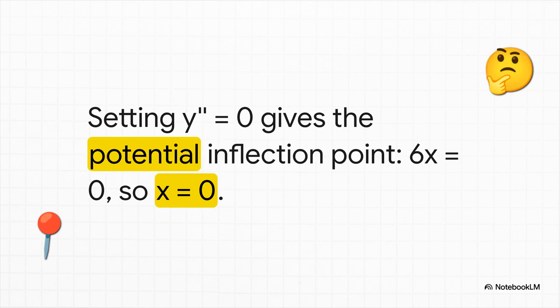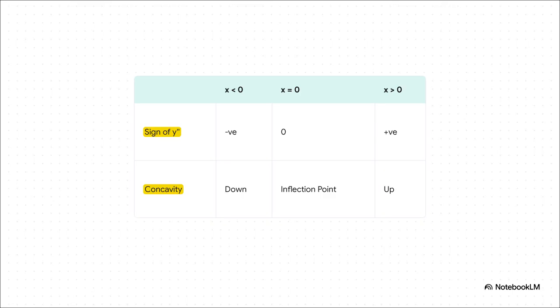Okay, step 3. We set that second derivative equal to 0. So 6x equals 0, and yeah, the solution here is pretty straightforward. x has to be 0. Now remember, this just gives us our candidate for the point of inflection. And now for the final crucial test. We've got to check the sign of our second derivative on either side of x equals 0.